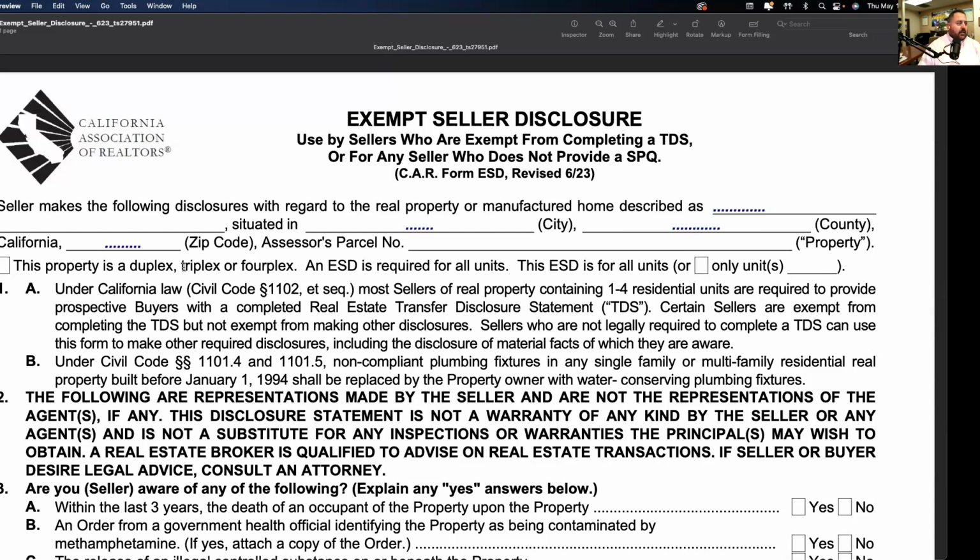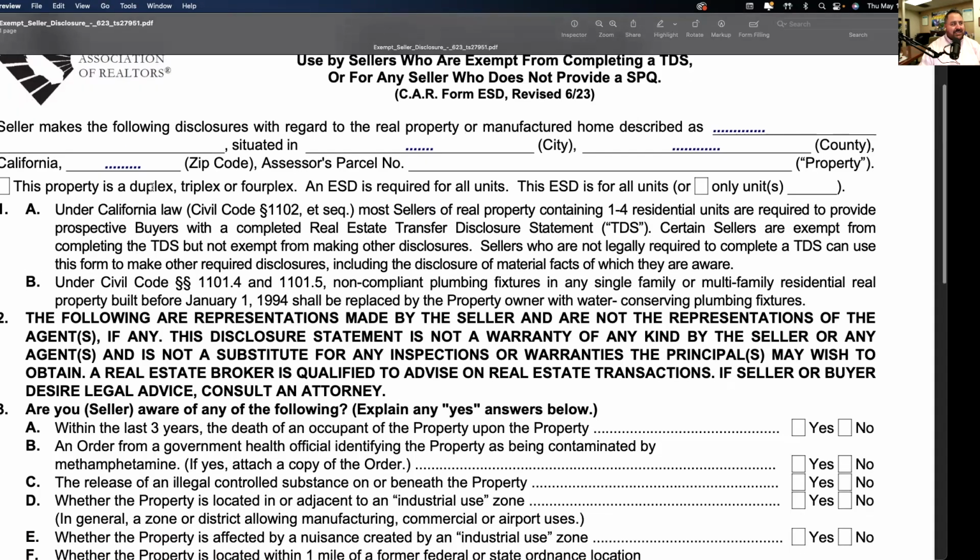Okay? Again, property address, city, all that. Is this a duplex, triplex, or fourplex? Check the box. The ESD is required for all units. This one is for all units, or we do individual units. I suggest individual units like we did with the SPQ.